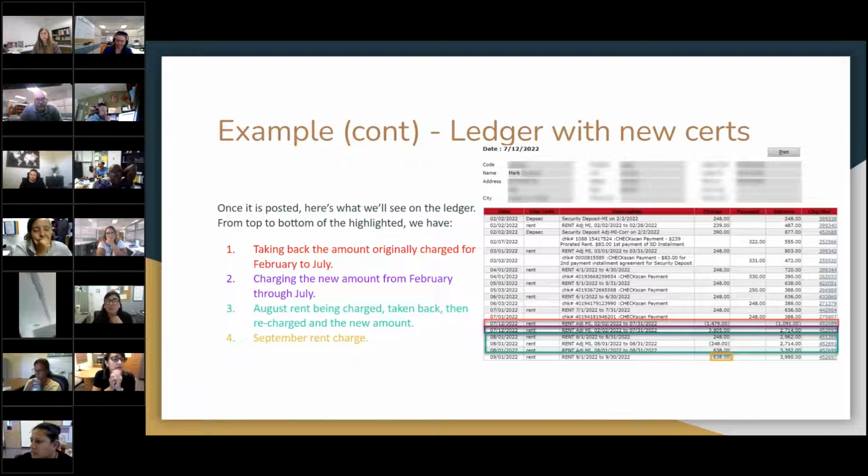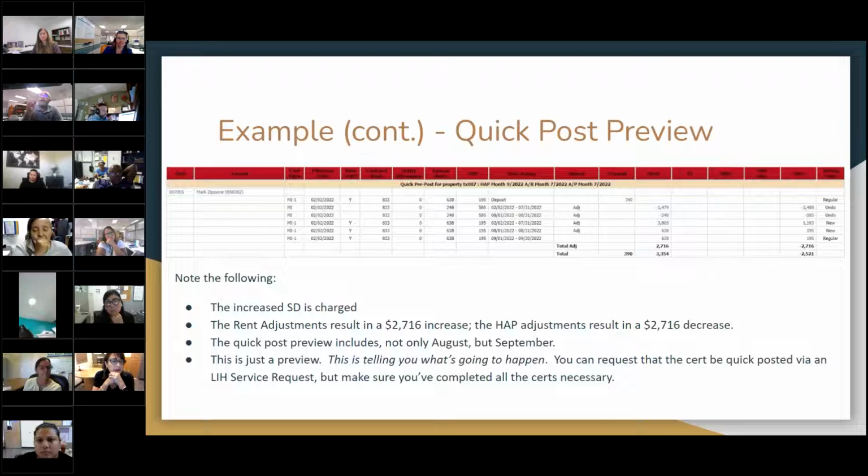So that next screen is what you did to create this quick post screen. This is the quick post preview. It's accessible to you all. You can always find it, and you can always see what Yardi will do. To actually quick post, that's an LI service request, and Nancy, Christian, or myself will post. If you need something posted, we're happy to do it, and it's a really quick process.